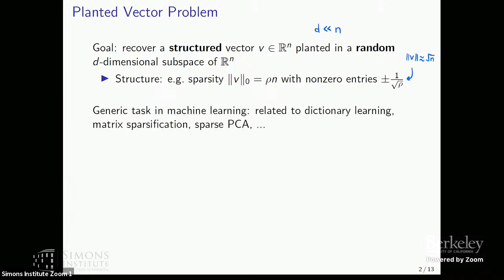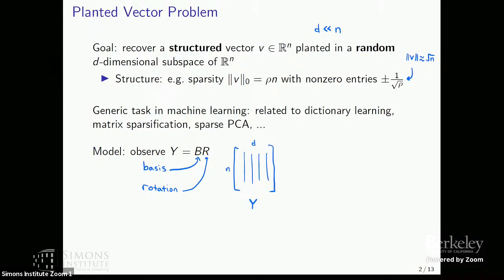So, the motivation for this is that it's sort of a generic task in machine learning related to various other problems, but I will not spend too much time on this. Let me instead tell you a precise statistical model for this problem. So the thing we're going to observe is called Y. It'll be some basis times a rotation. So what does it mean? The thing we observe is going to be an n by d matrix. And we're going to think of the columns as being the basis for the subspace we are being given.